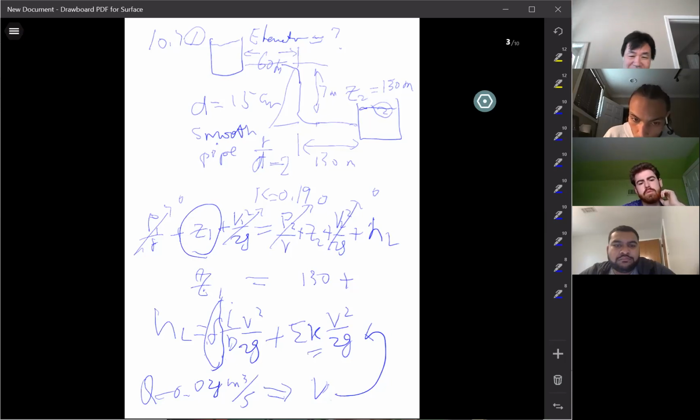Yes, sir. It's just the way you wrote it, it looked like a G. That's fine. I'll refer you to your textbook, please. 0.028, yeah, it's cubic meter per second. Okay, any other questions?